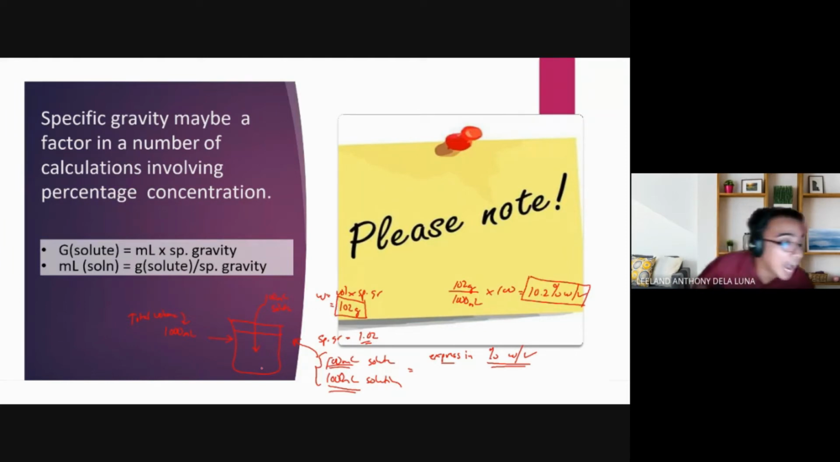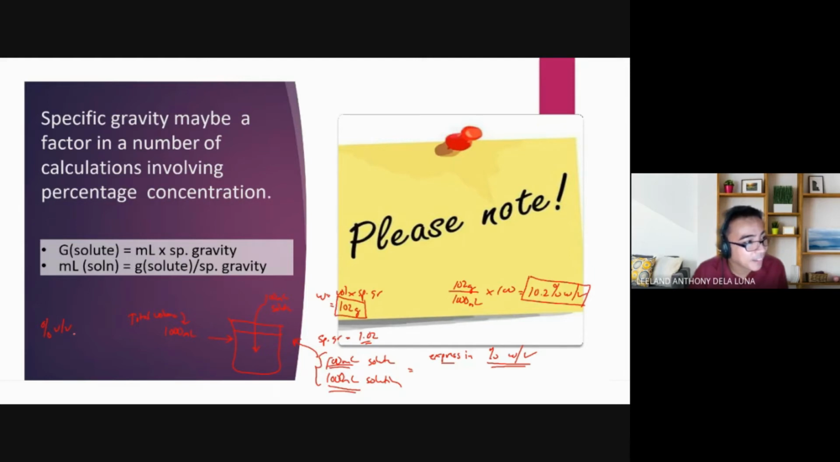So obviously, class, I can express, may concentration ito. Okay? May concentration ito. 100 ml nung solute ko, nilagay ko sa solution na total is 1,000 ml. Now, class, I can express this in various concentrations. Ang pinakamadali ito would be to express this in percent volume per volume. Bakit? Ano lang gagawin ko? If I'm going to express this as percent volume per volume.